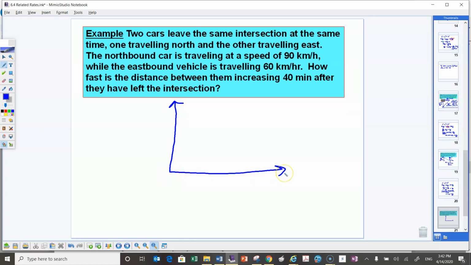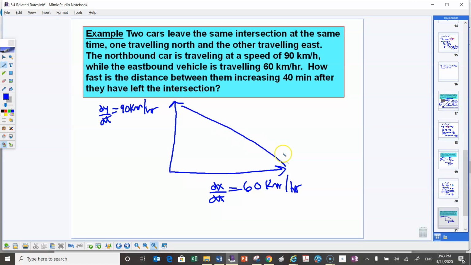The car traveling north is traveling at a speed of 90 kilometers per hour, so that's your change in the y direction, dy/dt. And the car traveling east, which we'll call dx/dt, is traveling 60 kilometers per hour. And it says, how fast is the distance between them increasing? So we're looking for dz/dt 40 minutes after they've left the intersection.